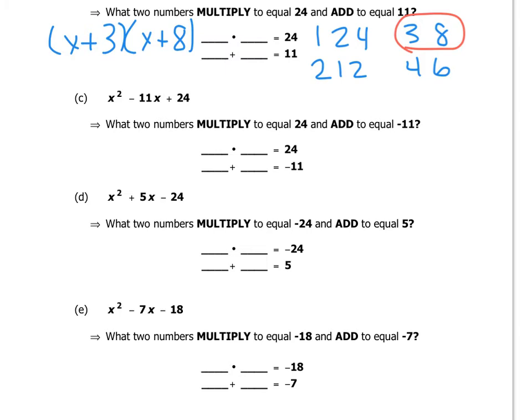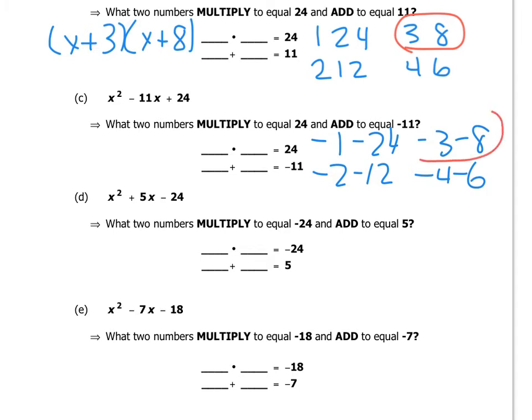So let's go through what they might be. How about negative 1 and negative 24? We've got negative 2 and negative 12, negative 3 and negative 8, negative 4 and negative 6. And clearly the ones that add to negative 11 are negative 3 and negative 8. What that means for us is that our two factors are going to be x minus 3, x minus 8.